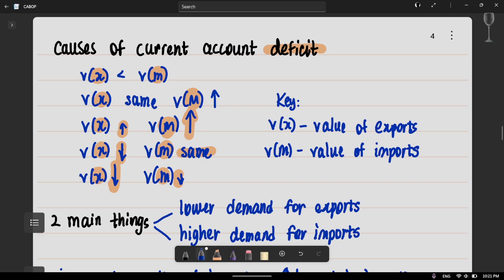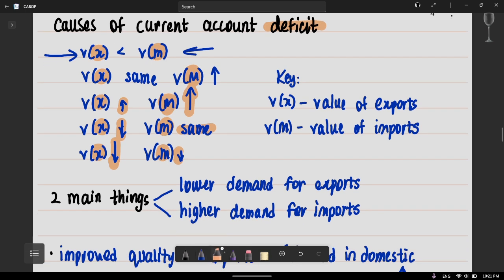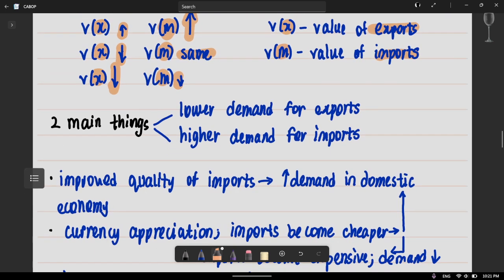So, which is why you need to know that this is not the only thing that causes current account deficit. All these can cause current account deficits. And once you remember all these, you can answer almost all questions in the question paper. Now, I've added a key here. This is exports and this is imports.